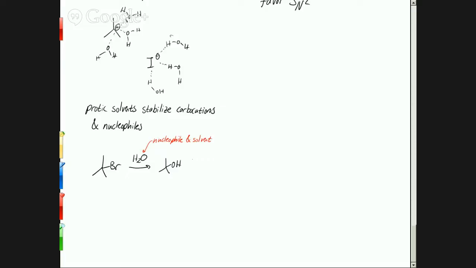All right, so let's do some examples where we look at which mechanism we're going to have and try to figure that out. So Br is the tertiary? Yeah. How do you know it's tertiary? Because this carbon site, which is where the substitution is going to take place, has three other carbons attached to it.